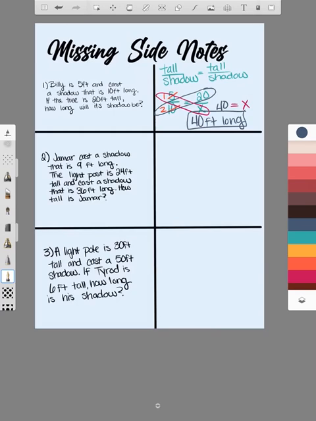Number 2 says Jamar casts a shadow that is 9 feet long. The light post is 24 feet tall and casts a shadow that's 36 feet long. How tall is Jamar? All right, so over here we're going to do tall over shadow is equal to tall over shadow as well. So I'm going to write down tall over shadow is equal to tall over shadow.